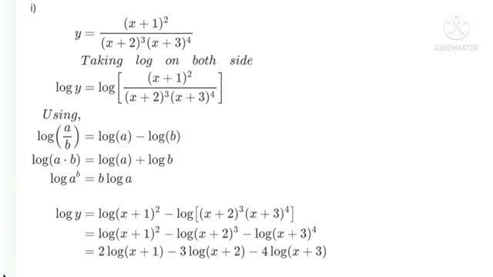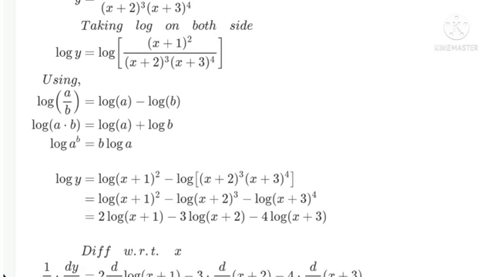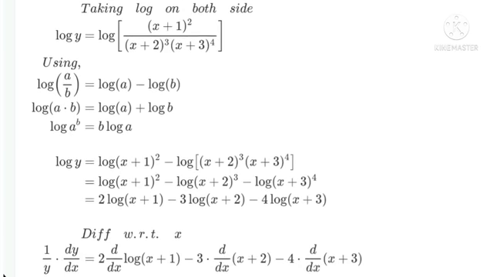Use that formula. What do we get? We get log y as it is. Then in this step you use the logarithmic rule. At the numerator, log of (x plus 1) bracket square upon a denominator where there is multiplication. For multiplication in logarithms we take plus, and for division minus. So what happens in this step? Log of (x plus 1) bracket square, division means minus, and here log of (x plus 2) bracket cube into (x plus 3) bracket raised to 4.